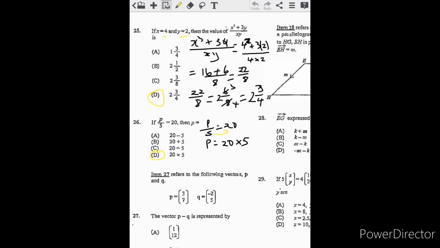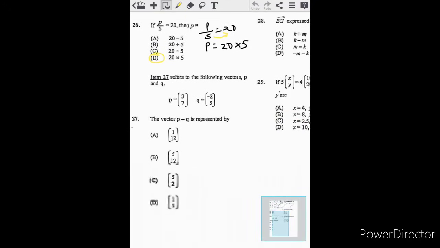Question number 27. Item 27 refers to the following vectors, P and Q. P is equal to (3, 7), and Q is equal to (-2, 5). The vector P minus Q is represented by, what we need to do is subtract our vectors.